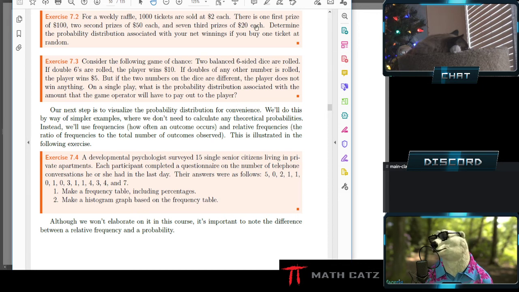$2 each. There is one first prize of $100, two second prizes of $50 each, and seven third prizes of $20 each. Determine the probability distribution associated with your net winnings or your profit if you buy one ticket, one random ticket.